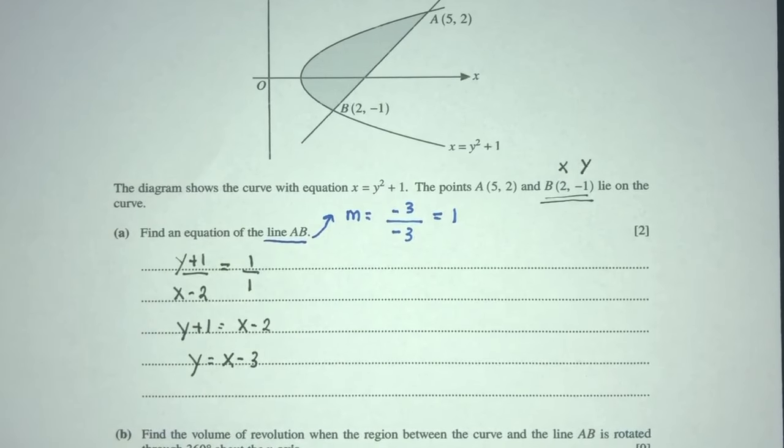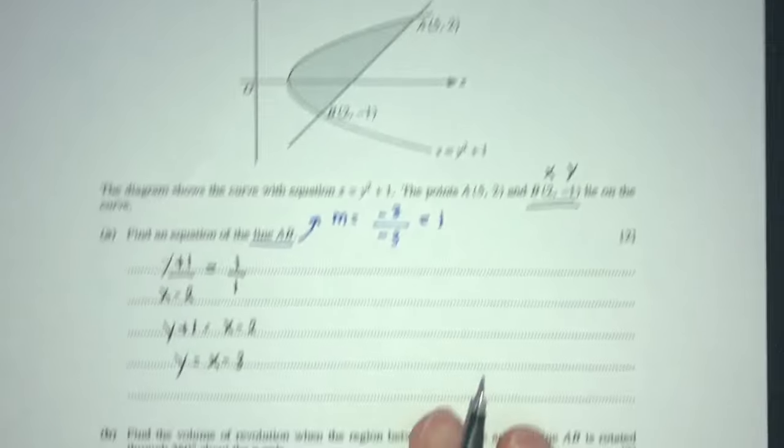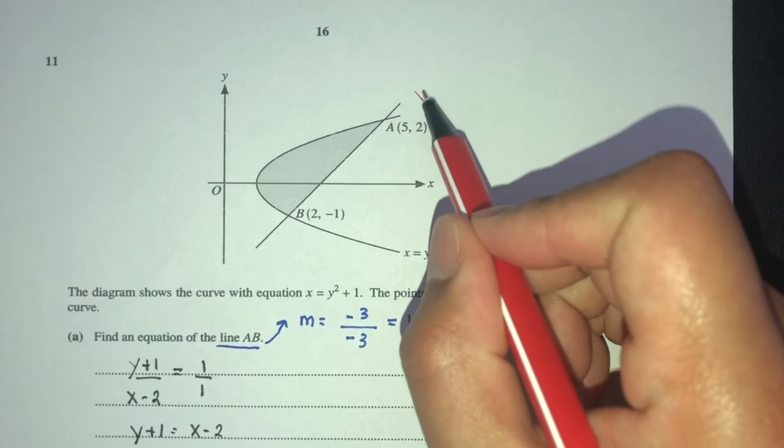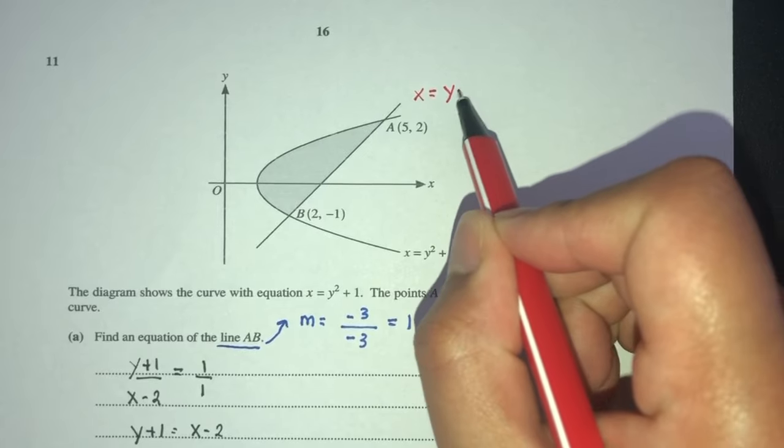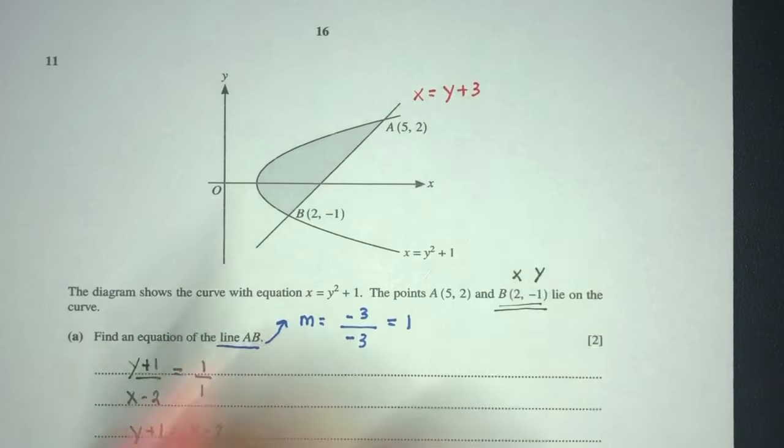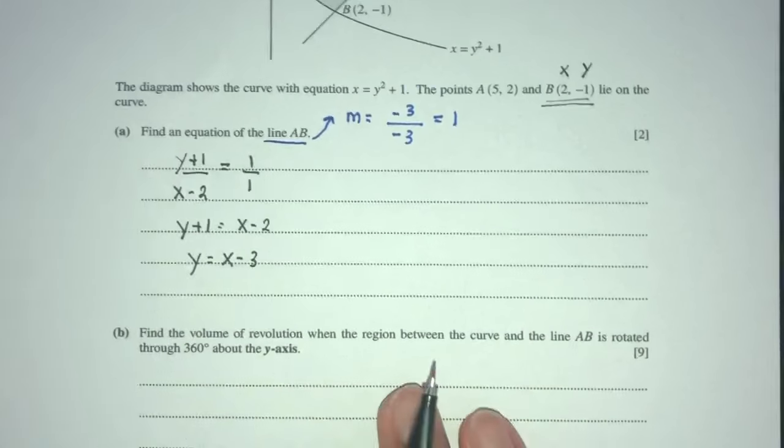Now, because here we have x in terms of y, let me also make x the subject here. So x is the value of y plus 3. This is my equation of the straight line here, and this is the curve right here. That is part A of your question.